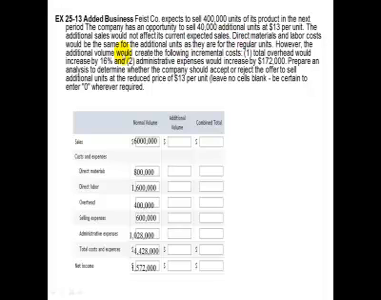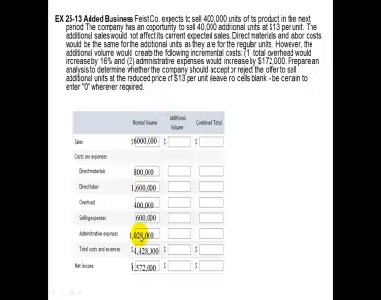However, the additional volume would create the following incremental costs. Total overhead would increase by 16% and administrative expenses would increase by $172,000. Prepare an analysis to determine whether the company should accept or reject the offer to sell additional units at the reduced price of $13 per unit. Leave no cells blank and be certain to enter a 0 where required.